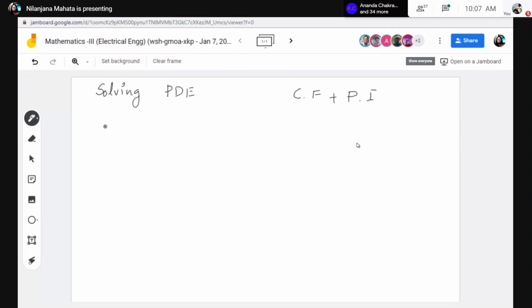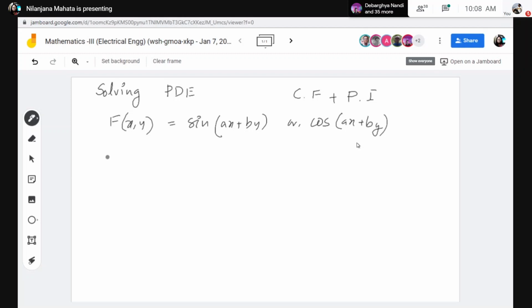Now suppose our differential equation, that is our right side, is some function of sine or cos. We have solved this type of form for PI in ODE.